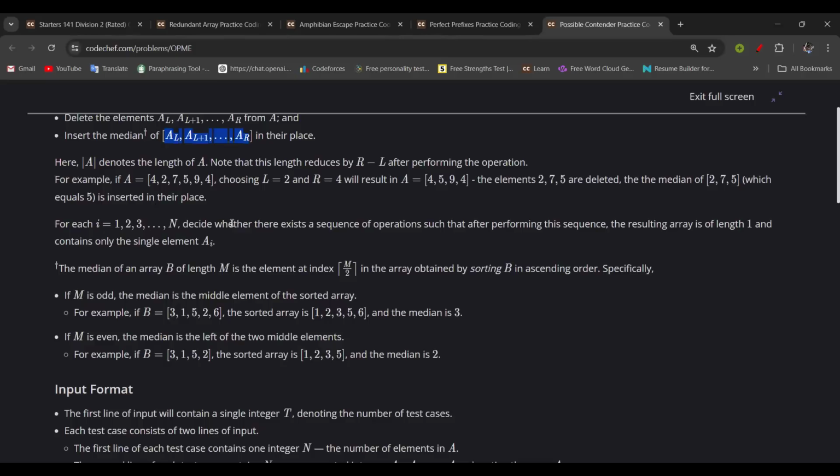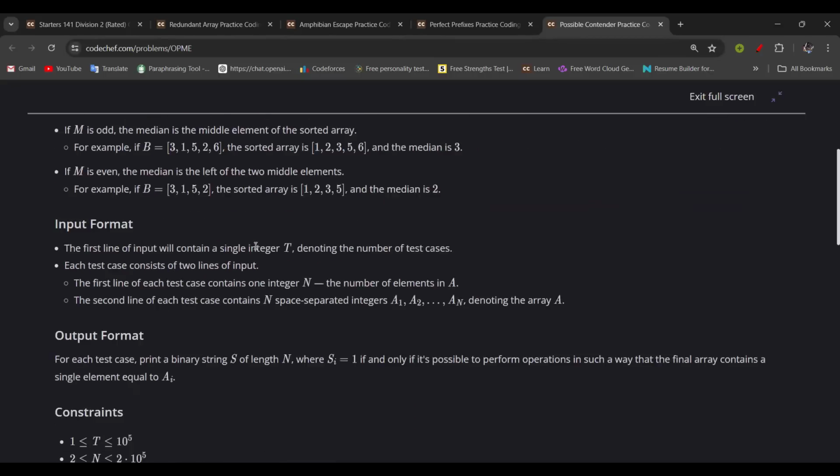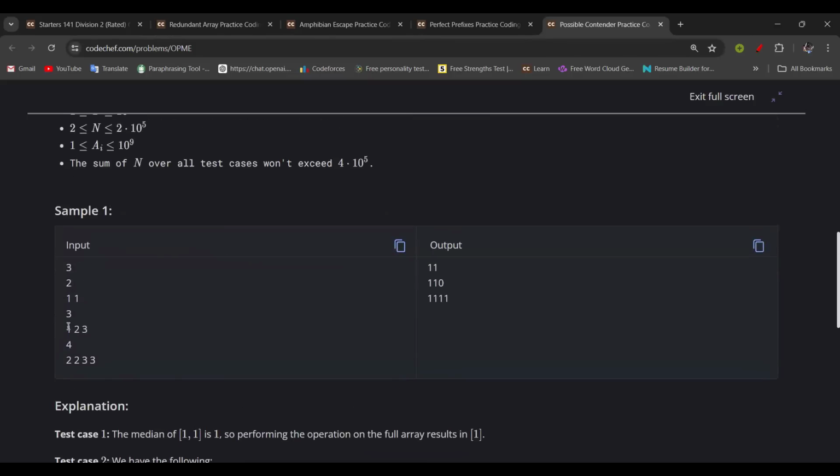So for each I, decide whether there exists a sequence of operations such that after performing the sequence, the resulting array is of length 1 and contains only the single element AI. So what we need to do is, you are given an array, and you need to return a binary string. What does that mean? You just need to return for each I. For I equal to 1, whether we can perform some operations to reduce this whole array into a single element equal to 1.